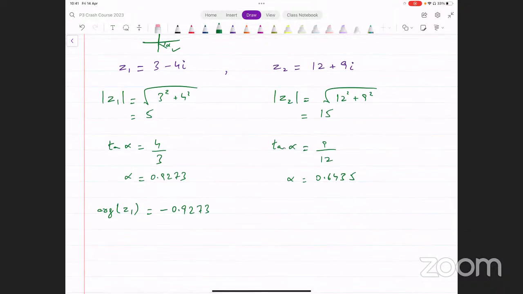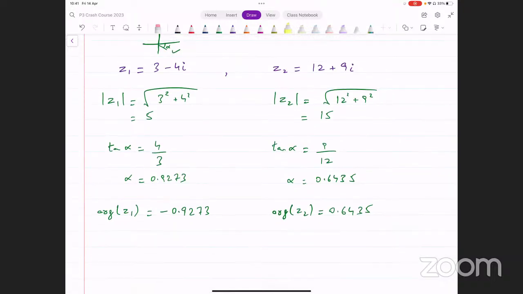What about the argument of Z2? This is the first quadrant. So the argument of Z2 is just going to be the same as the basic angle that we have, and that is equal to 0.6435. So now what we have is the modulus of the first complex number and also the argument of the first complex number. And at the same time, we have the modulus of the second complex number and the argument of the second complex number. So we have modulus and arguments of both of these complex numbers.